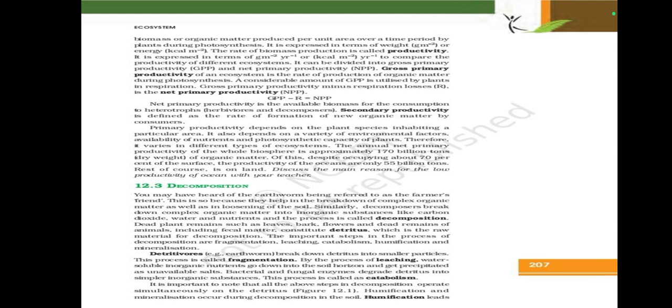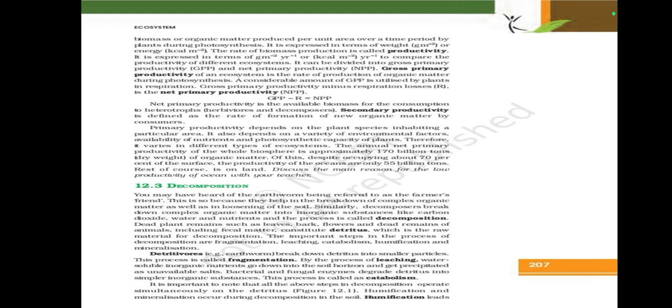Primary productivity depends on the plant species inhabiting the particular area. It also depends on a variety of environmental factors, availability of nutrients, and photosynthetic capacity of plants. Therefore, it varies in different types of ecosystems.